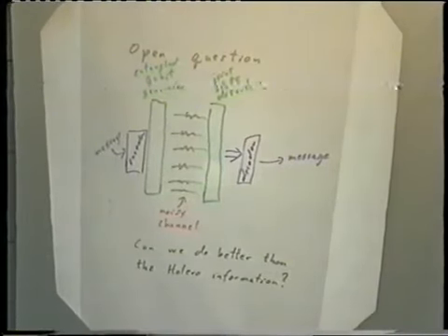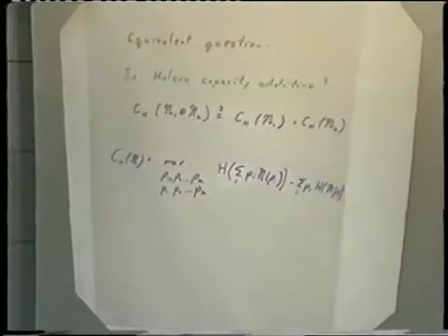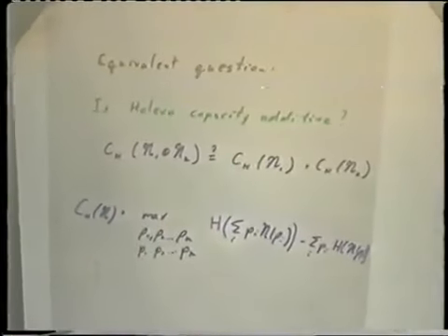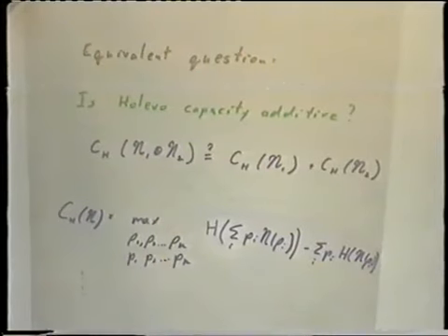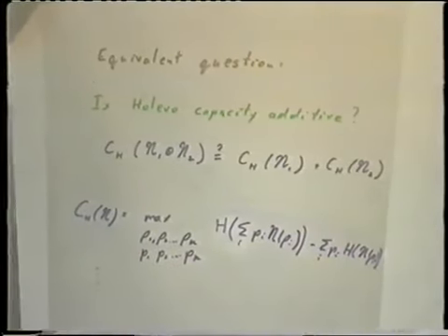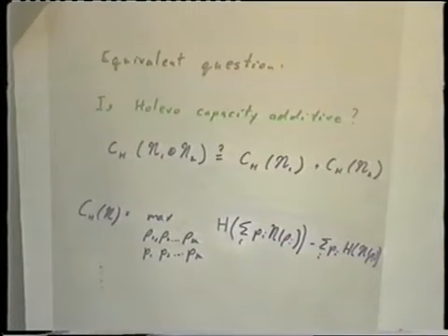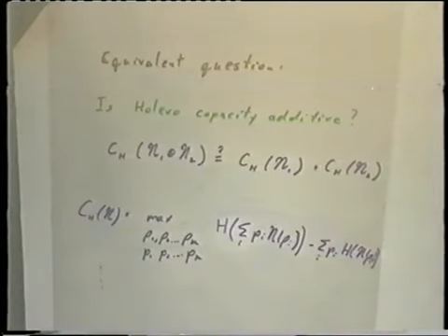And actually, this is equivalent to a very simple linear algebra question, which is: is Holevo capacity additive? So you have two completely positive maps, N1 and N2. And the question is, is C sub H of N1 tensor N2 equal to C sub H of N1 plus C sub H of N2? And C sub H of N is just the maximum over possible inputs to the channel with probability distributions of them, of the entropy of the output minus the entropy of the output given the input.